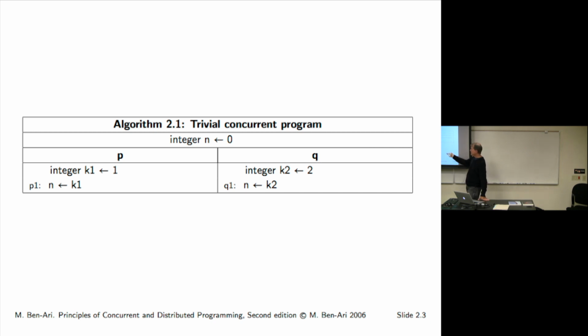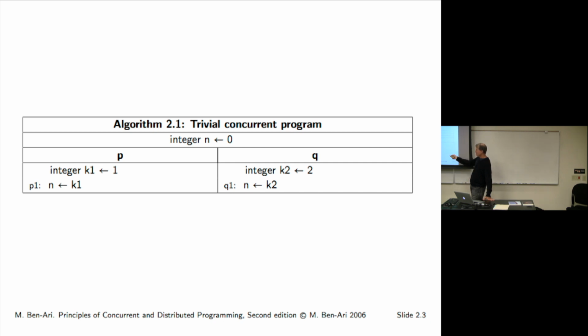But now, inside this p, we have an integer k1. So what do you suppose k1 is? It's not a global variable, it's a local variable, so it's local to p. So if you're over here in q, q does not have access to k1. And similarly, k2 is a local variable in process q, and p does not have access to integer k2. Are you with me? And so what is the state at the beginning? The state is n has the value 0, k1 has the value 1, and k2 has the value 2.